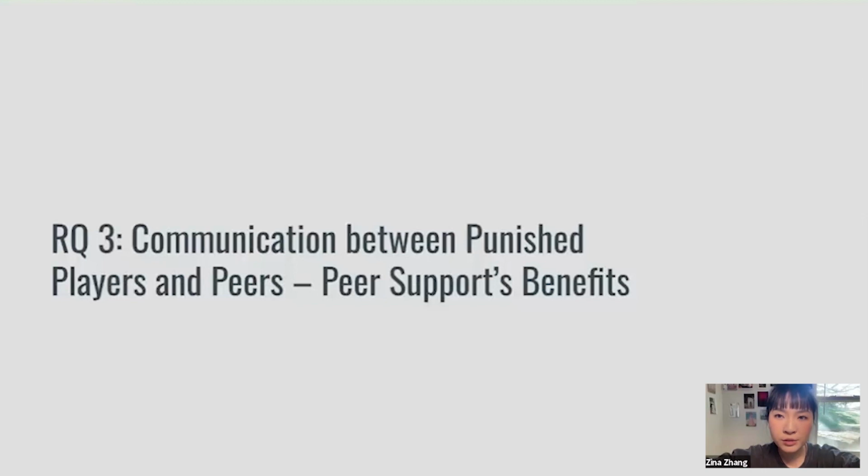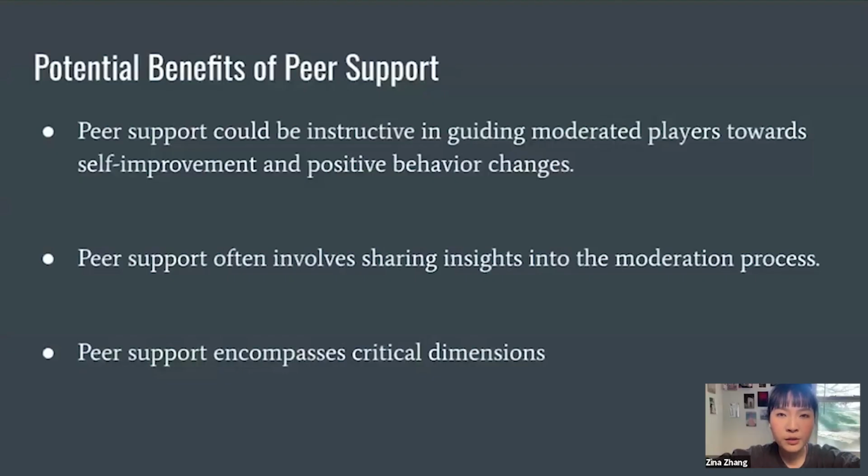And this comes under our findings in research question 3. For this research question, we calculated the co-occurrence of support seeking and support giving. From the co-occurrence patterns, we found 3 potential benefits of peer support. First, we found that community members provide a lot of future behavior suggestions, which means that peer support could be instructive in guiding moderated players towards self-improvement and positive behavior changes.